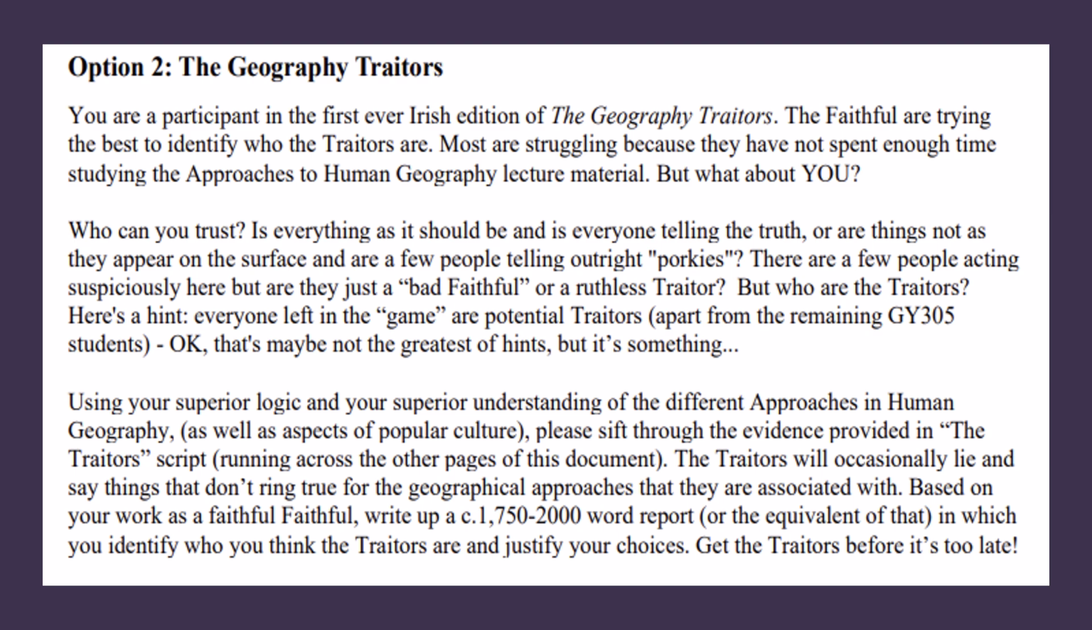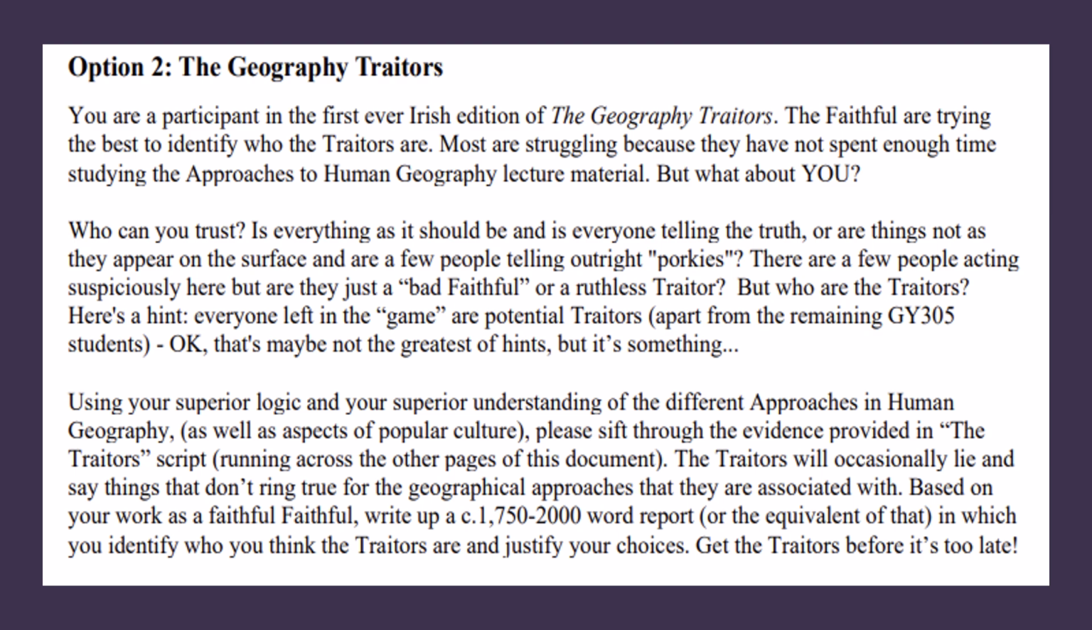Final points. One hint here: there are 3 traitors in the remaining characters in this game. So there's 3 traitors. This is the little Easter egg I'm going to give you. Those of you who bothered listening to this video, I can tell you there's 3 traitors left in the game. All the other characters are faithful. So the trick here is, first of all, work out who you think the remaining faithfuls are. Obviously, the other remaining members of the Approaches to Human Geography class, they're faithful. Don't worry about that too much.